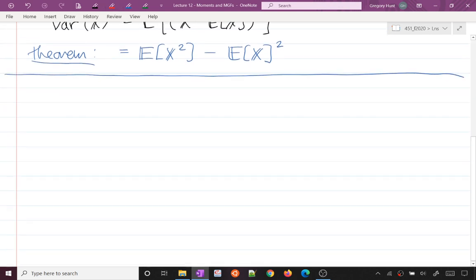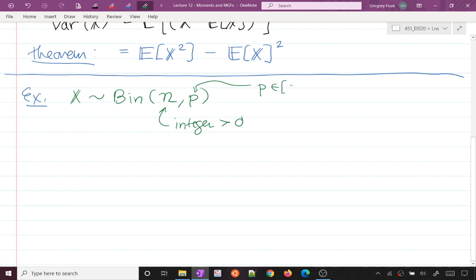So let's look at an example of variance. We had looked at some continuous cases last time, and so let's look at a discrete case this time. My example is I'm going to have X, and it's going to follow a binomial distribution with parameters n and p. So this is read as X is distributed as bin, for binomial, and I have two parameters in my binomial distribution, n, which is some integer bigger than 0, and p, which is some probability in 0 to 1.